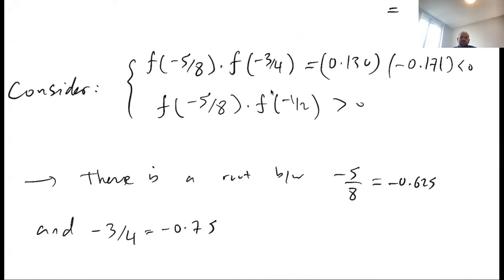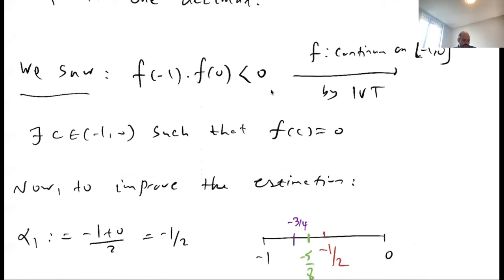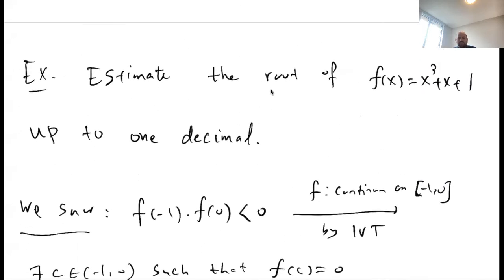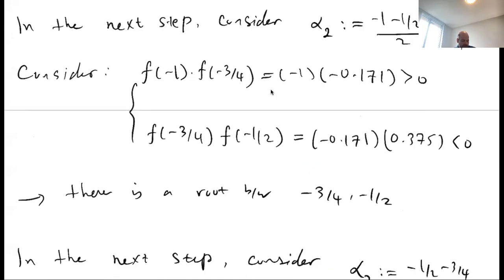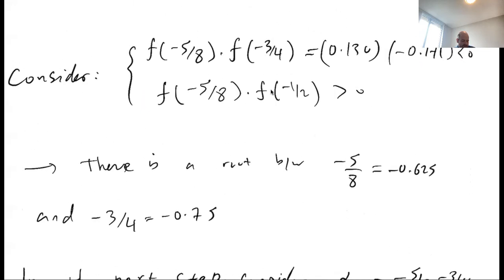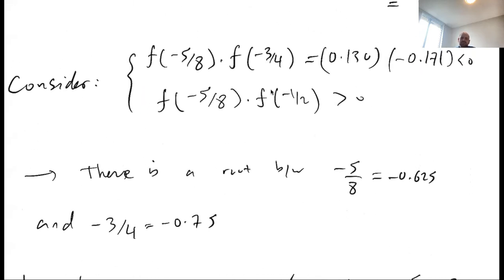So are we done? How can we know that we have to stop? When should we stop? Remember, this question is asking us to estimate the root up to 1 decimal. Up to 1 decimal means, for example, is the root -0.1, is it -0.2? What is it up to 1 decimal? So far, we concluded that the root must be between -0.625 and -0.75. There are, of course, infinitely many numbers in this range.